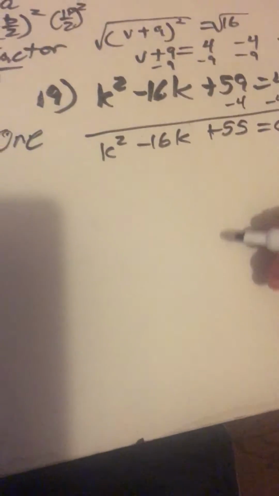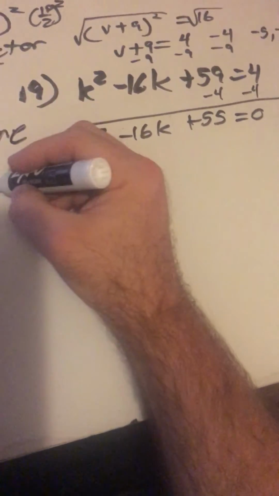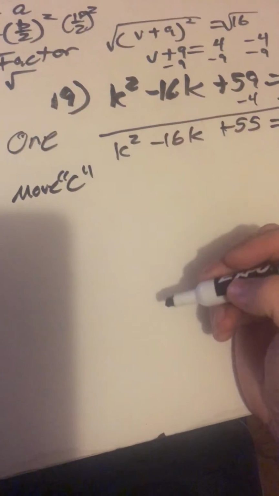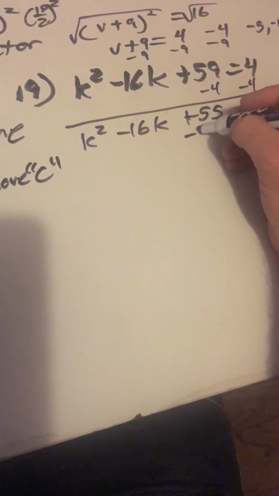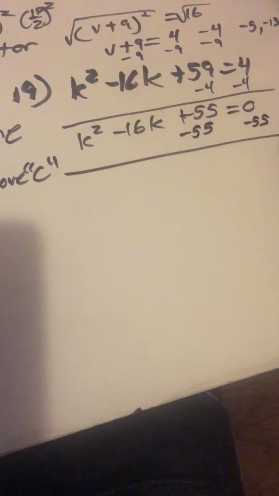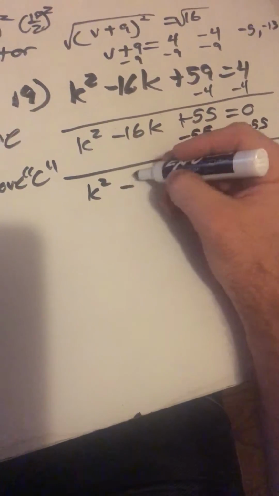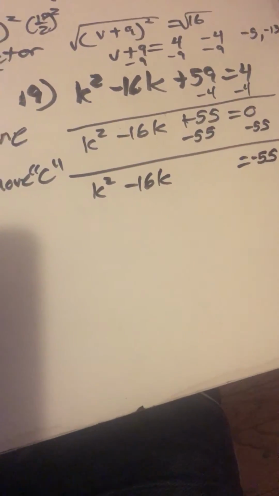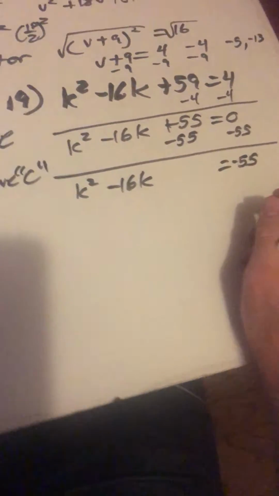And so now I got to move c. Subtract 55 from both sides. So now I have k squared minus 16k equals negative 55. So now what's my next step? I'll let you do it, and then I'll see if you're correct.